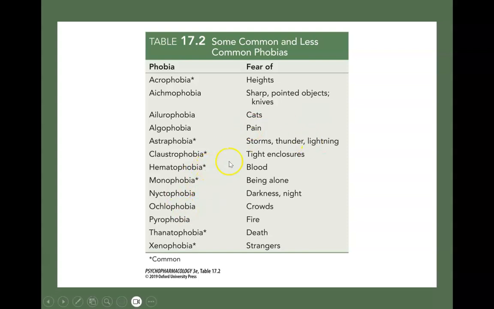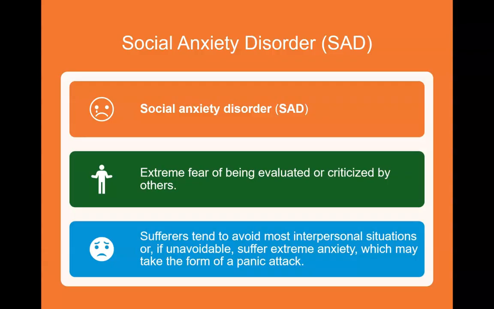We have hematophobia, which is blood. Monophobia, which is being alone, thanatophobia, which is a fear of death, xenophobia, which is a fear of strangers, and then we have a few less common ones. This includes ichnophobia, sharp-pointed objects like knives, ailurophobia, cats, algophobia, pain, astrophobia, storms like thunder and lightning, nyctophobia, darkness, ochlophobia, crowds, pyrophobia, fire. So there are a variety of different phobias that people might have.